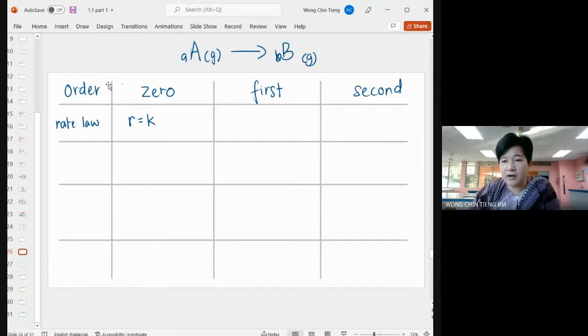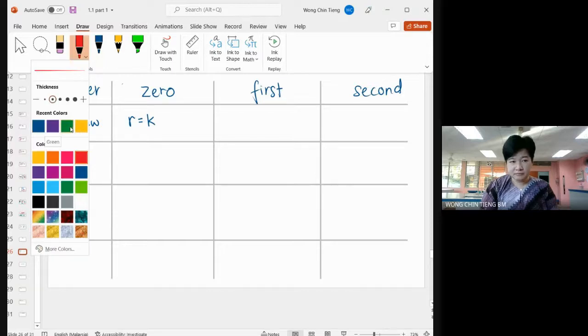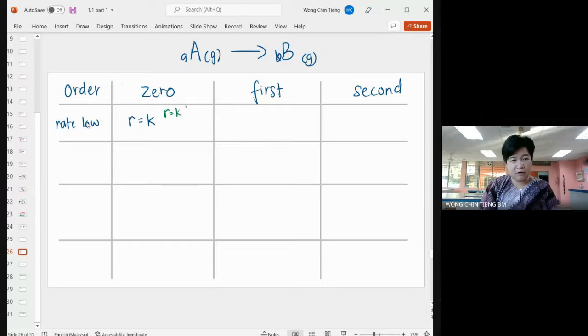Why, Olivia says yes. Why will the rate equal k only? Where is the concentration of my reactant? It becomes 1 because it is to the power of 0. The power of 0 is 1. Right, class?